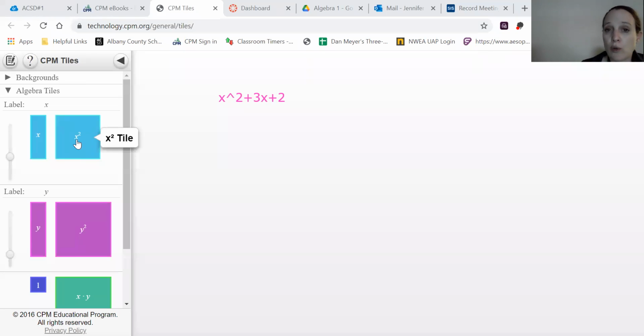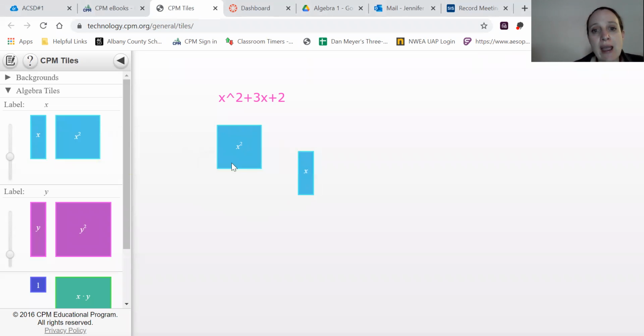Okay, so what that x squared means is I have one x squared tile. So everybody grab an x squared tile. Then you have 3x tiles. So grab 3x tiles. And now you have 2 units. So grab your 2 units. Now your colors are going to be different than mine, which is okay.